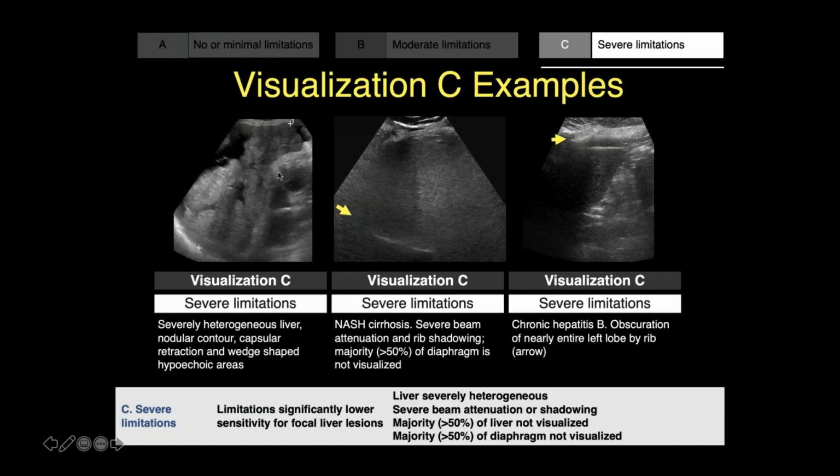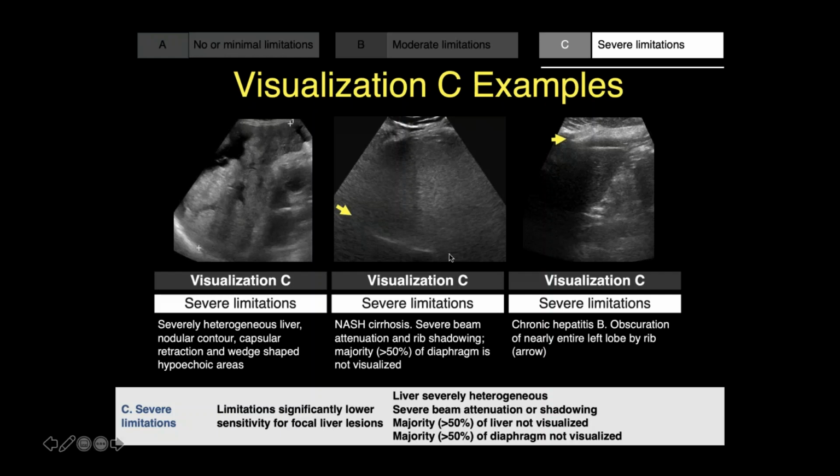So the first is a severely heterogeneous liver. Here you can see that the contour is quite nodular. There's capsular retraction. There are hypoechoic areas and hyperechoic areas. It's hard to tell, is this the normal liver? Is that actually a mass? And it kind of looks like it's just the patient's liver, but it's just hard to tell. And that can create severe limitations in identifying large focal liver lesions.